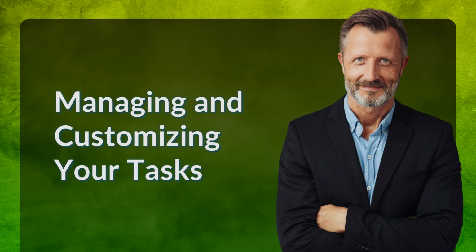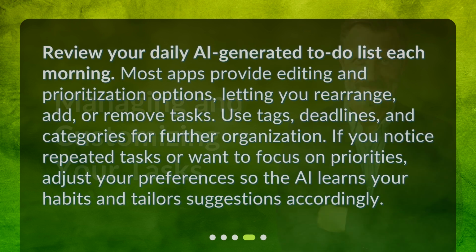Managing and customizing your tasks. Review your daily AI-generated to-do list each morning. Most apps provide editing and prioritization options, letting you rearrange, add, or remove tasks. Use tags, deadlines, and categories for further organization. If you notice repeated tasks or want to focus on priorities, adjust your preferences so the AI learns your habits and tailors suggestions accordingly.